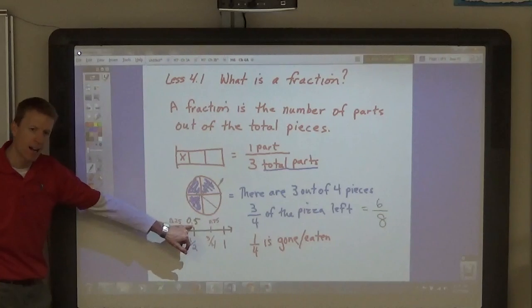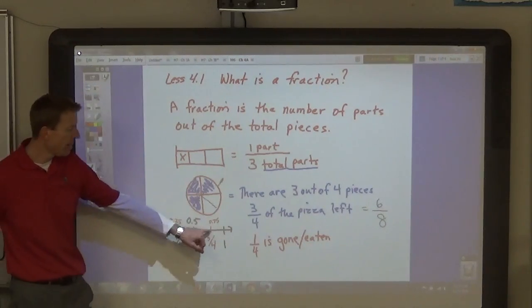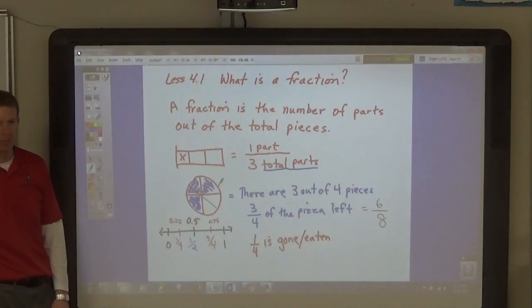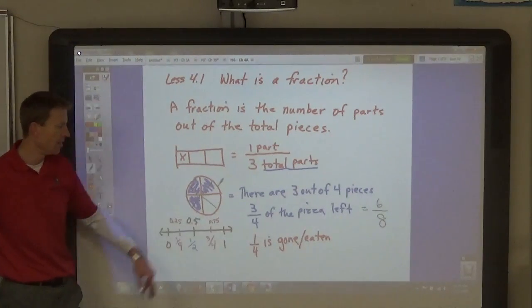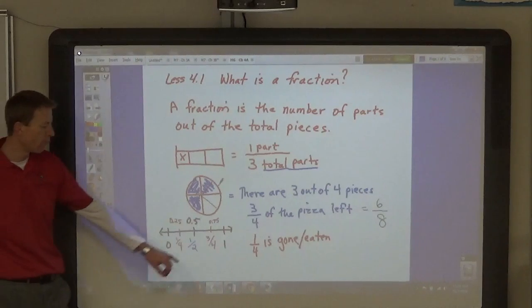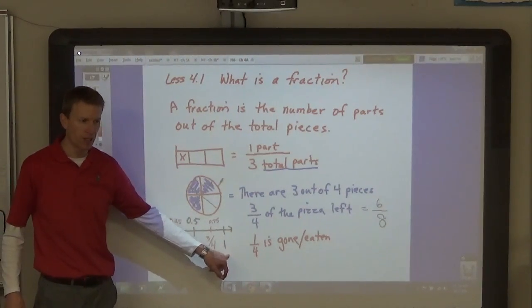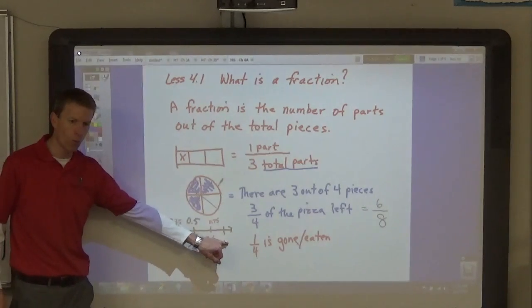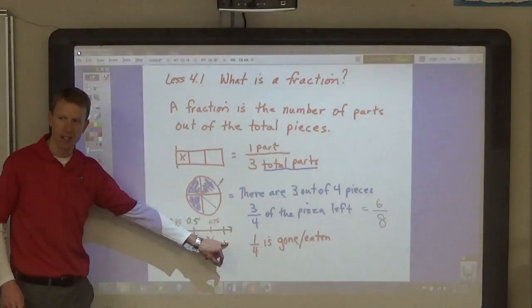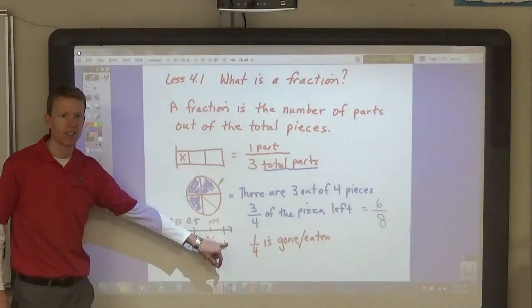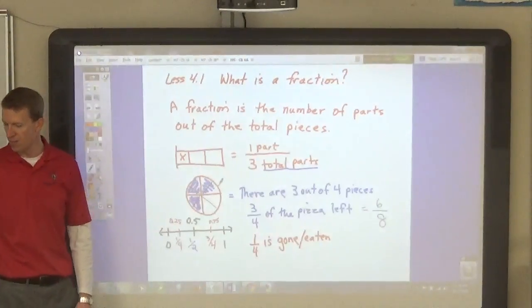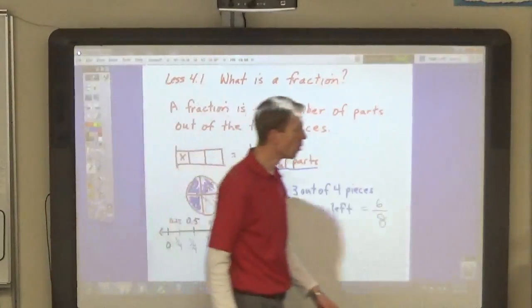1/2 is 0.5. 3/4 is 0.75. And 1 is 1. Or if we wrote this in fraction form, if it's 1/4, 2/4, 3/4, what would the 1 be in fourths? 4/4. Yep. 4/4.